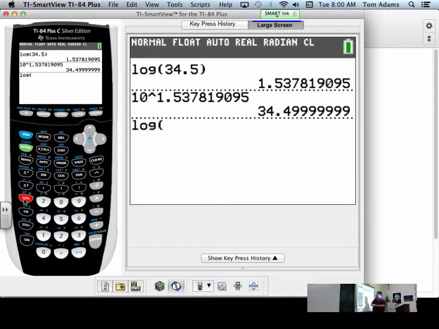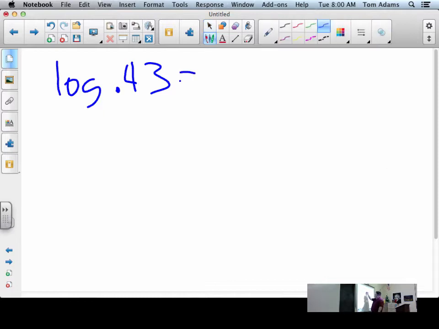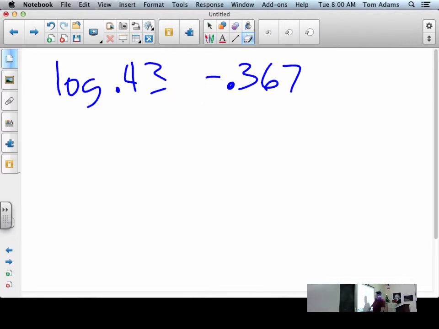So I'm going to hit log, and then what was the number? 0.43, right? And so we get a negative number, is that right? Is that okay? Yeah, it's okay. And so we'll say negative 0.367. So this is negative 0.367, approximately. I rounded that. I suppose if I wanted to be a good math teacher, I'd make the squiggly approximation symbol, right? Any questions on that one? No?